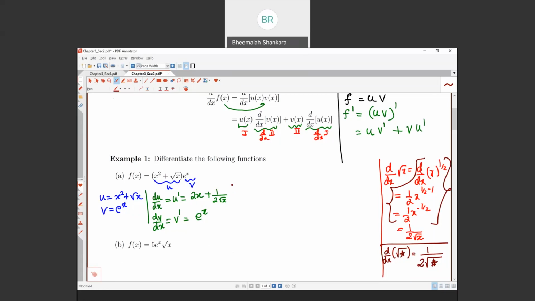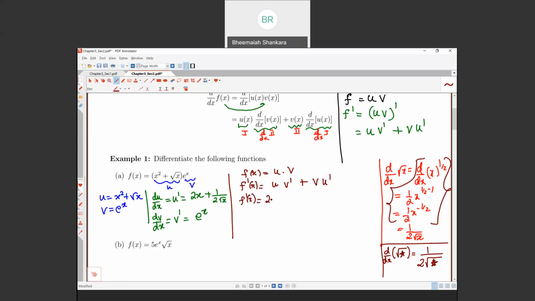So let's continue with this example. We did decide the functions u and v, and then we differentiated the functions. So now we want to differentiate the given function f. So f is written as u times v. Derivative of f is f prime x. So this is u v prime plus v u prime. So you want to write this as f prime.